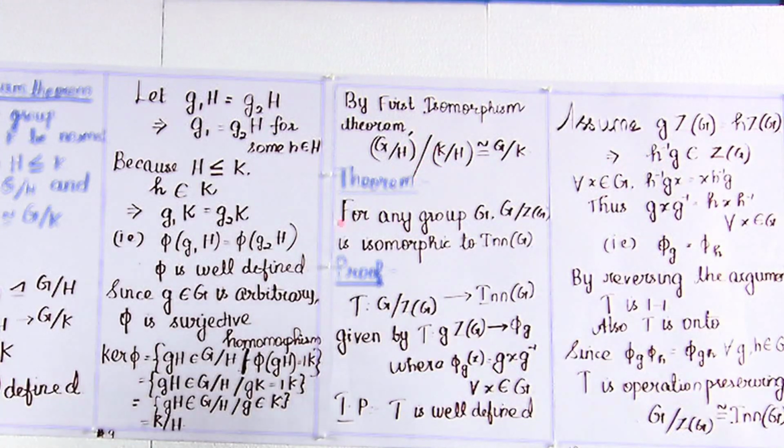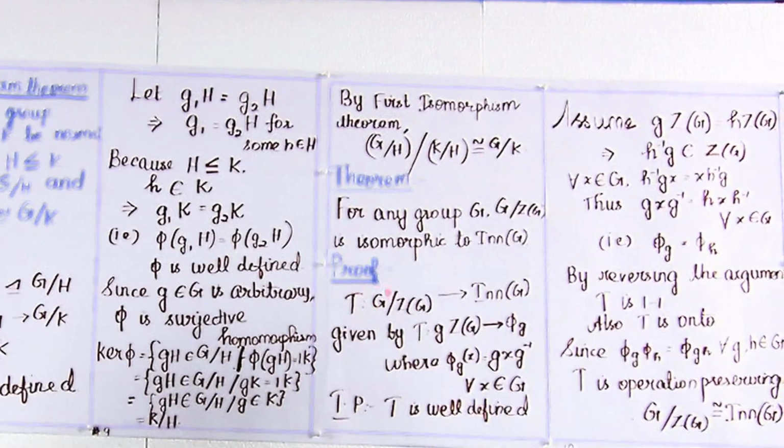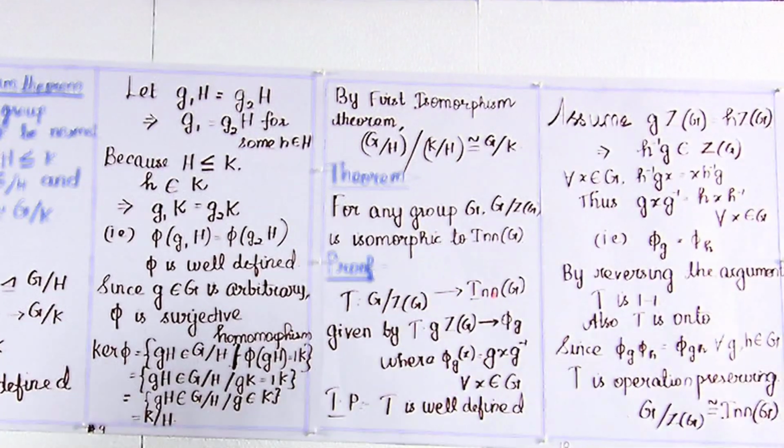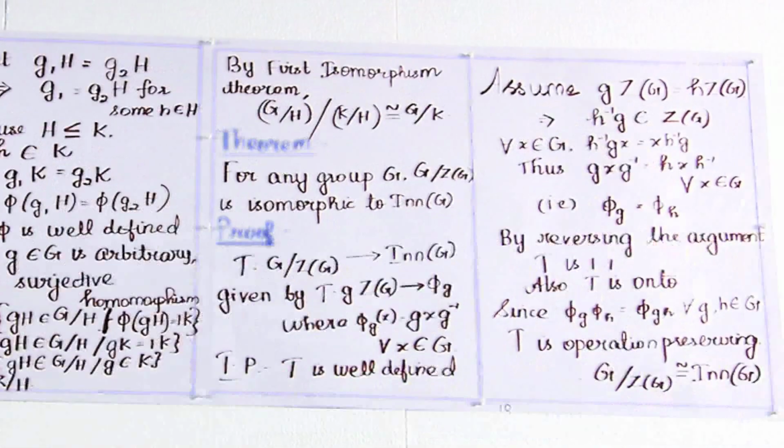Now, let us go to the next theorem. For any group G, G/Z(G) is isomorphic to Inn(G), where Inn(G) represents the inner automorphism group of G. Now, the proof goes like this. Let T be a function from G/Z(G) to the inner automorphism group of G, given by T of gZ(G) equal to phi_g, phi_g being an automorphism here. Now, phi_g of x is written as gxg inverse for all x belonging to G. We have to prove T is well defined.